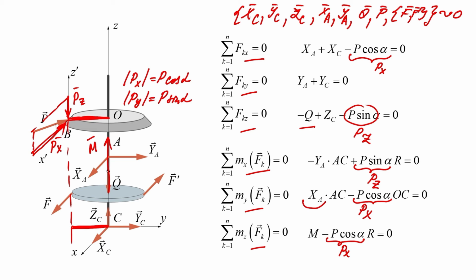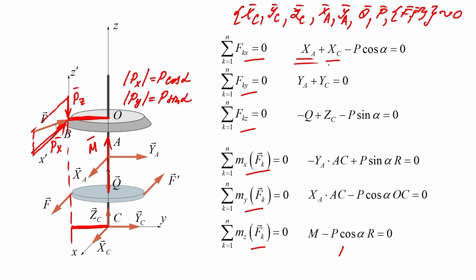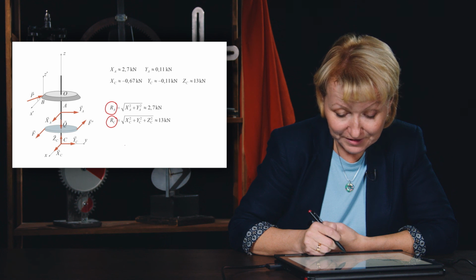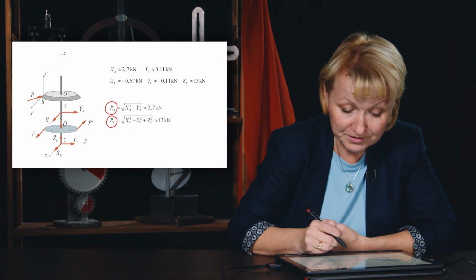So we have 6 equations with 6 unknowns. We have the following unknown values: xa, xc, ya, yc, and zc, along with the known force P. Substituting the numerical values, we then determine the unknowns and also the reactions in the points A and C, which are determined as the square root taken of the sum of squares of its components.